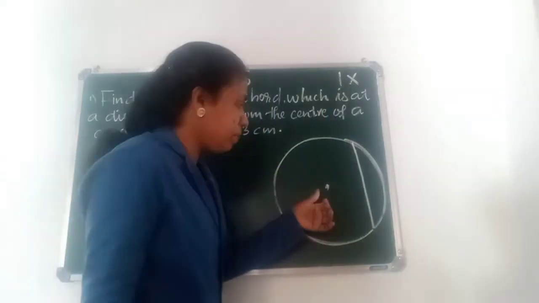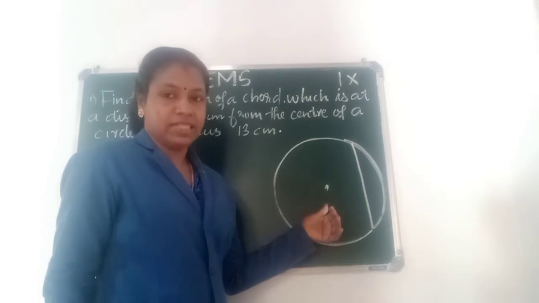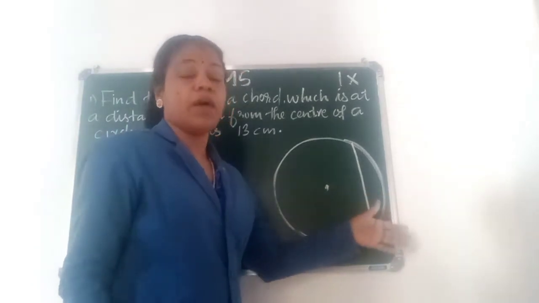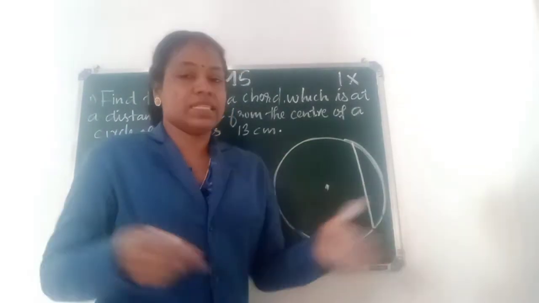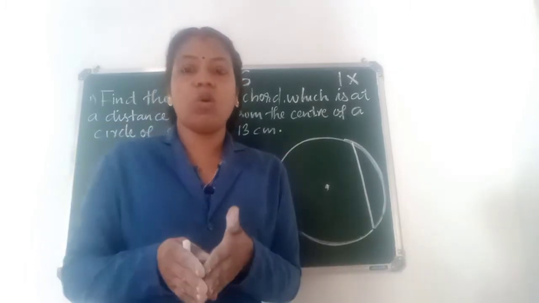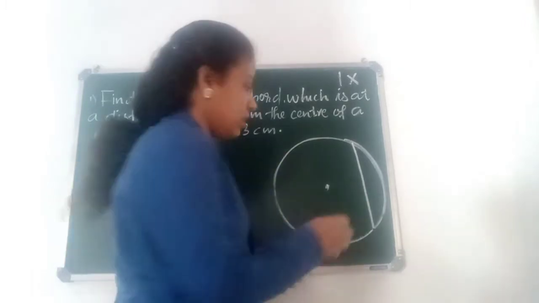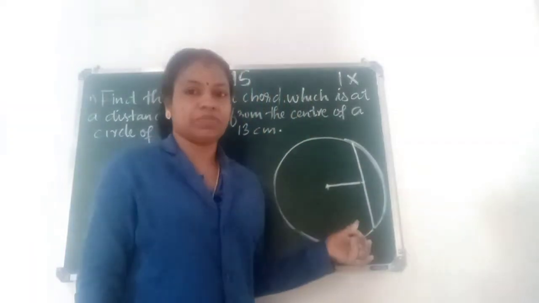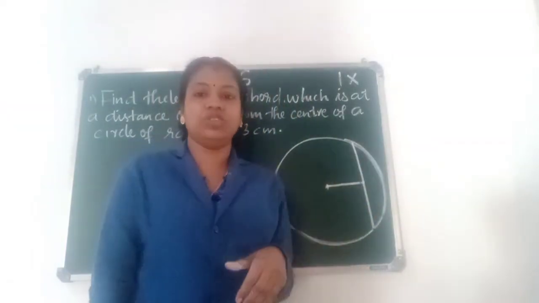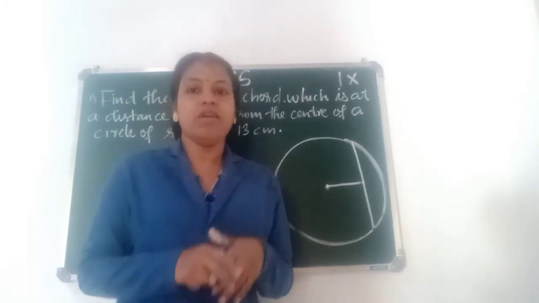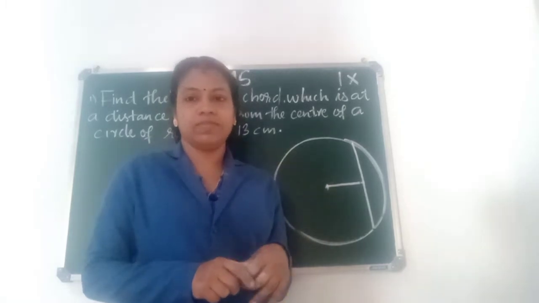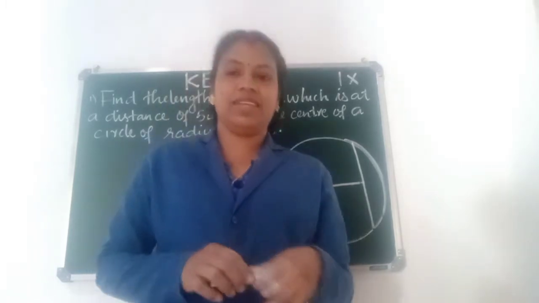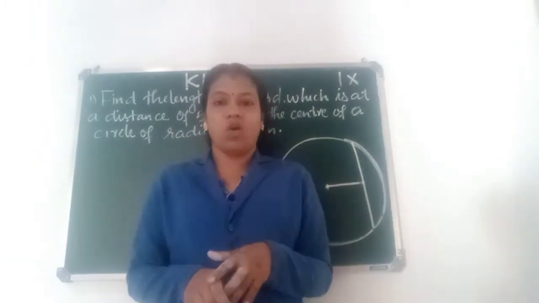So the perpendicular from the center to a chord bisects the chord. Bisects means divide the chord into equal lengths. So this perpendicular bisector divides the chord into equal lengths. That is the first property. Got it? Now it has a converse.